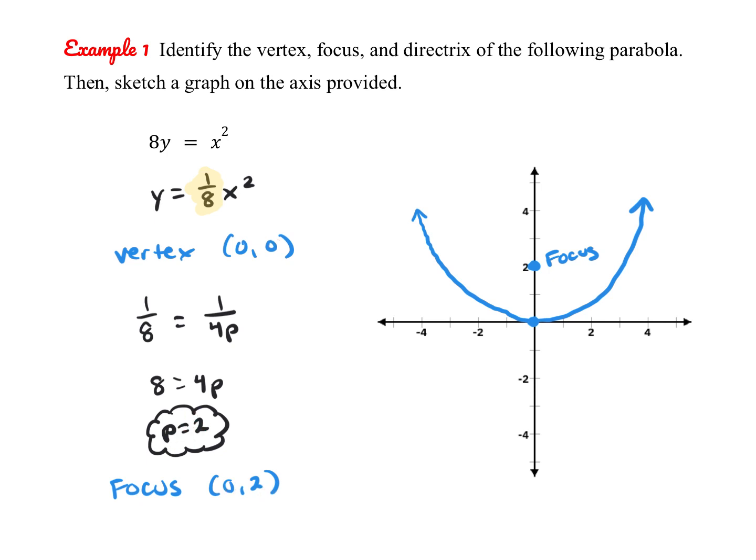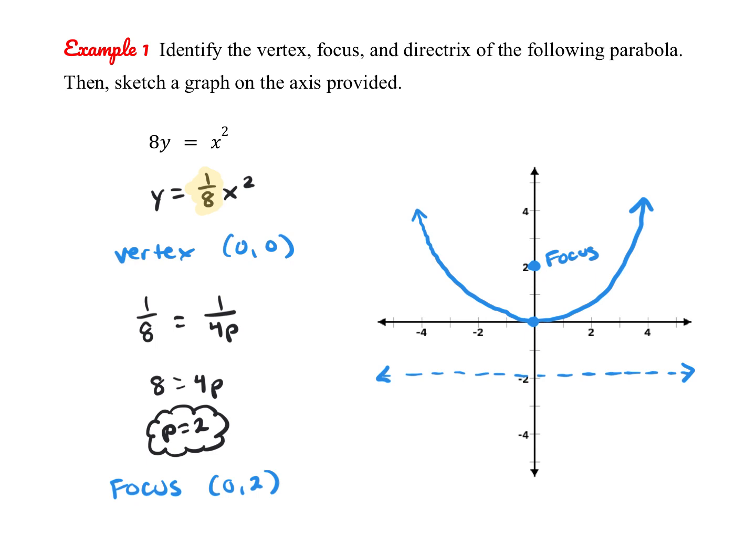Now, p is also the distance from the vertex to our directrix. I'm going to go 2 units down, and then I'm going to draw in a horizontal. I'll use a dashed line for our directrix. So notice this distance from the vertex to the directrix is also 2 units.